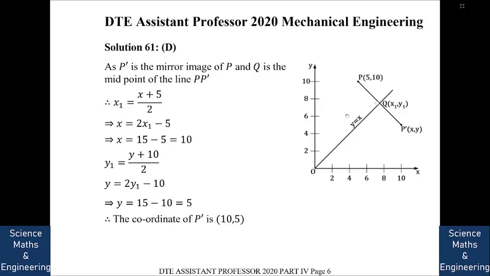Now, in any case, we could have done this much more easily if we remember this: as this line is passing through the origin at an angle of 45 degrees, if the coordinate of P is (x, y), then the coordinate of P dash would be (y, x). Now it is (5, 10), and see, we got the coordinate of the mirror image as (10, 5). Had it been (4, 8), it would have been (8, 4). Had it been (3, 4), it would have been (4, 3). So that is a simpler way we can remember it.